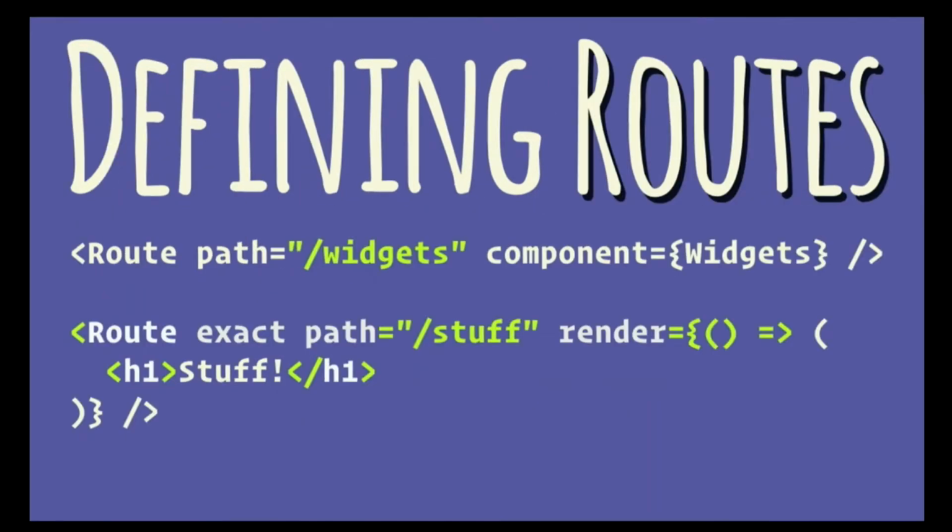So then we need to define some dang routes. So there's a route component in React Router. You give it a path, which is just a URL pattern that it should match. And then you can tell it what component to render. Not so bad.